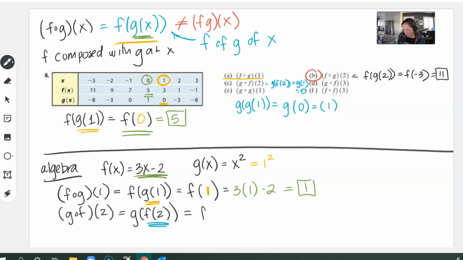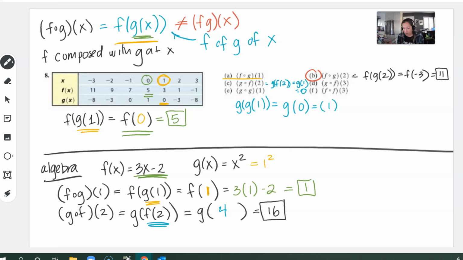If I plug 2 into that f function, looks like I'm going to get 6 minus 2, so I'll get 4. And then if I plug 4 into the g function, I'm going to get 16. 4 squared. So that's how to do it algebraically.